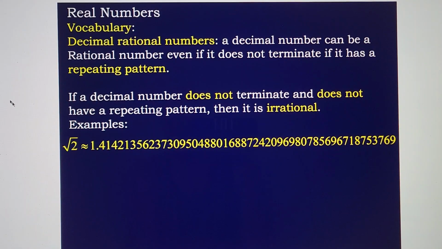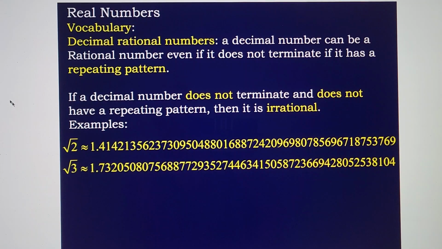Here's a very famous example. Square root of 2 is equal to 1.41421346 and so on. If you pay attention to that number, there is no repeating pattern. And that number will go on forever. There is no fraction that will give you exactly the square root of 2. So the square root of 2 is an irrational number.